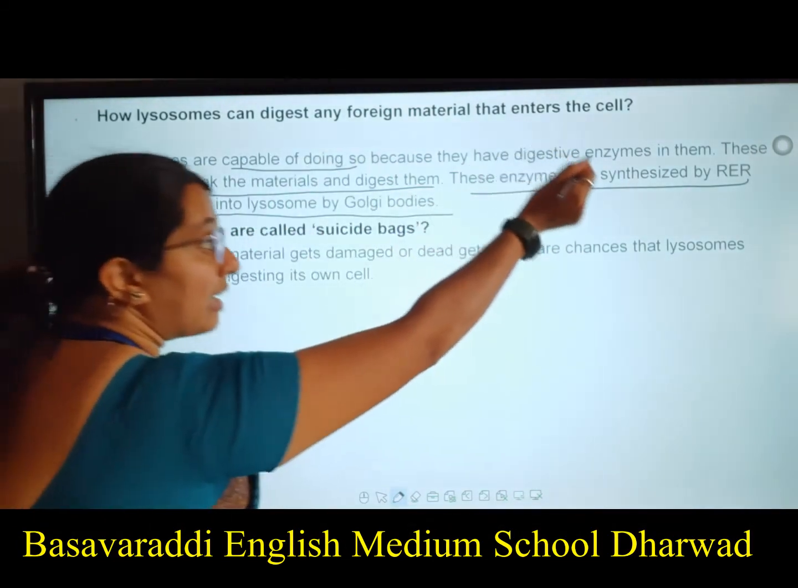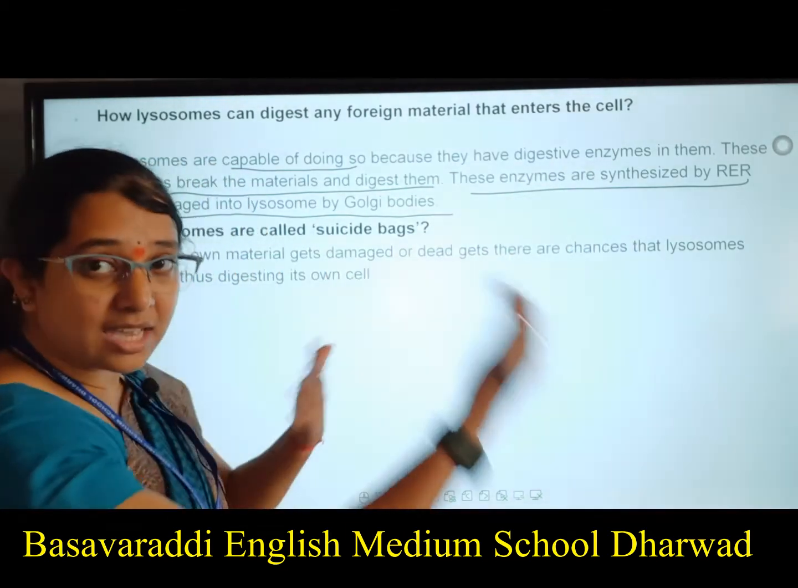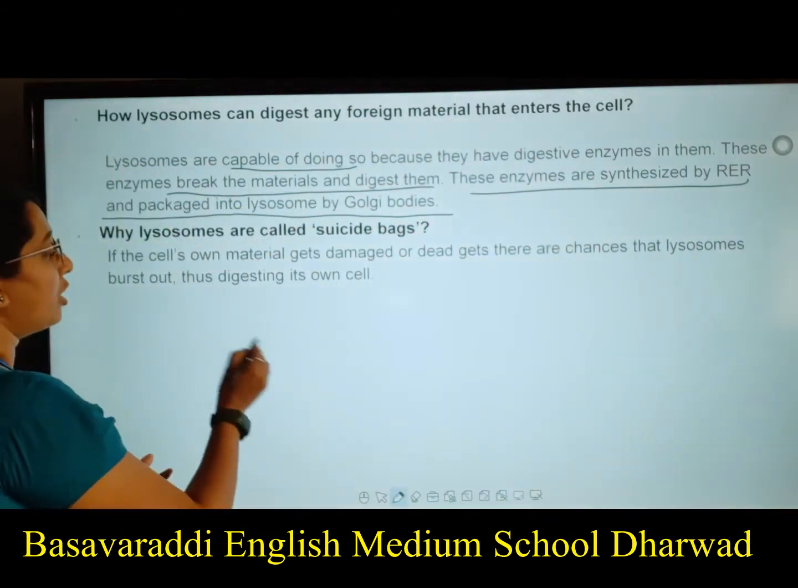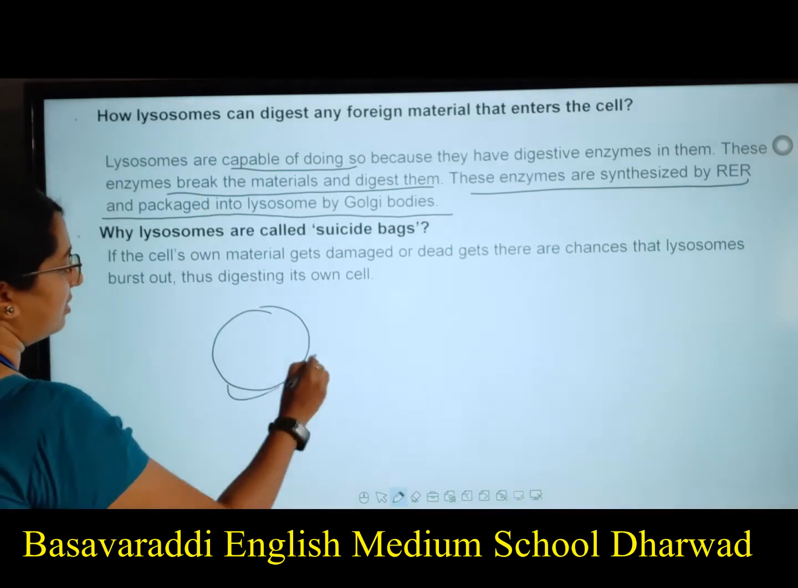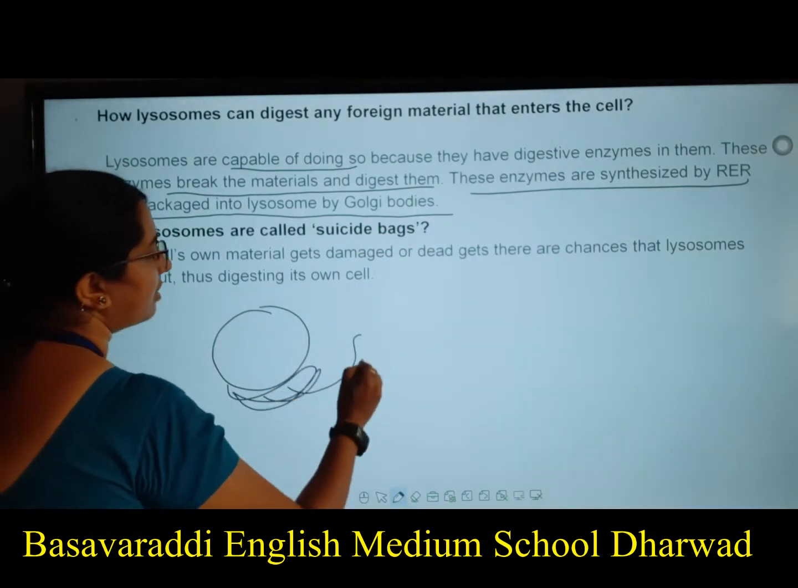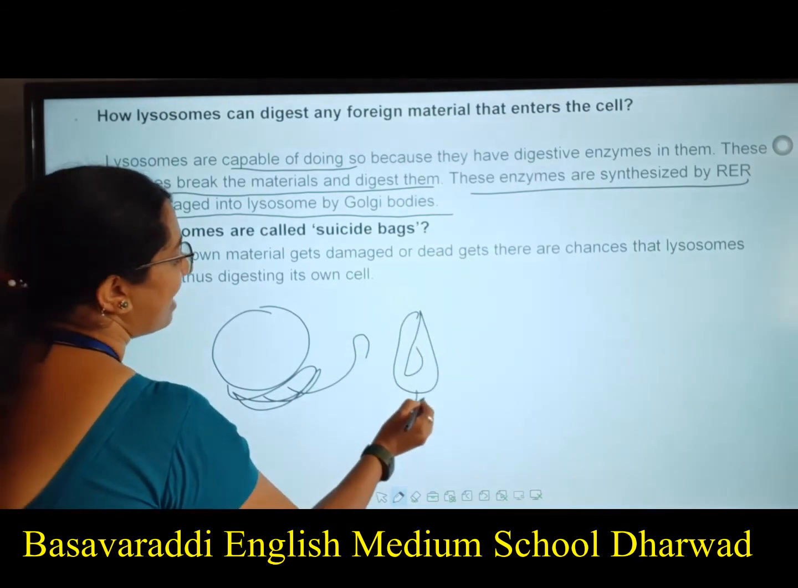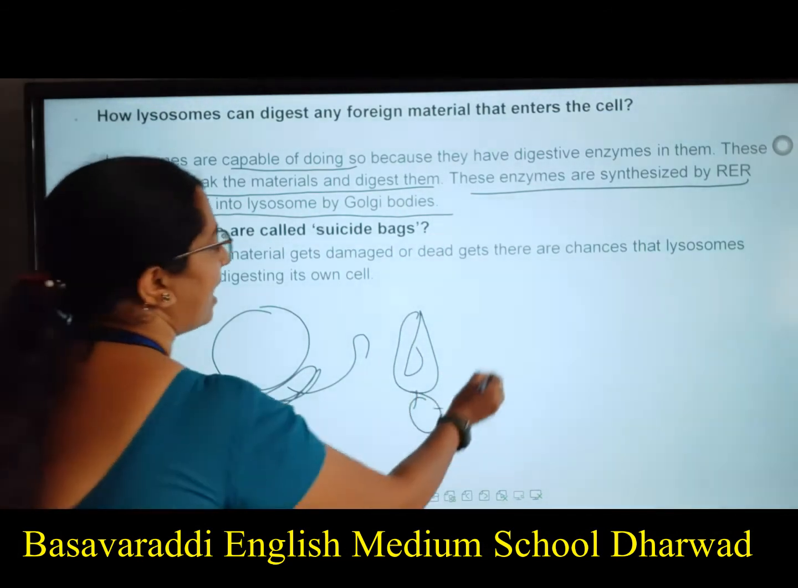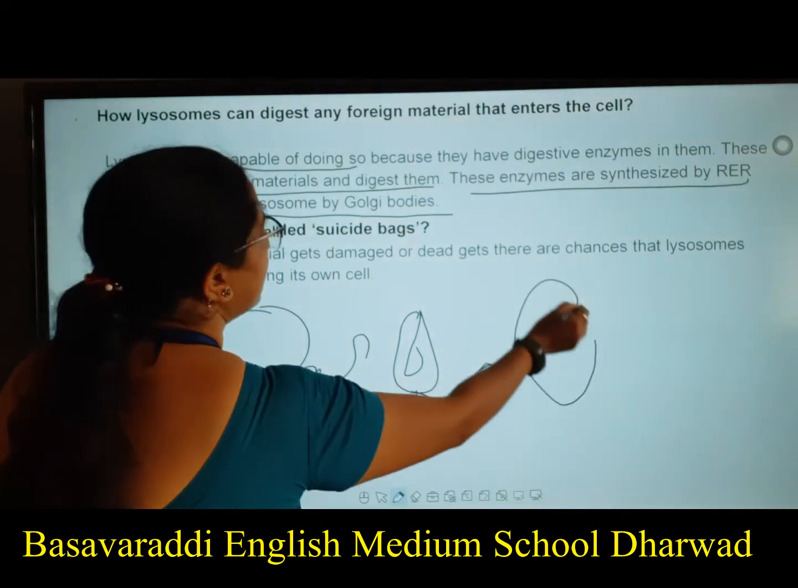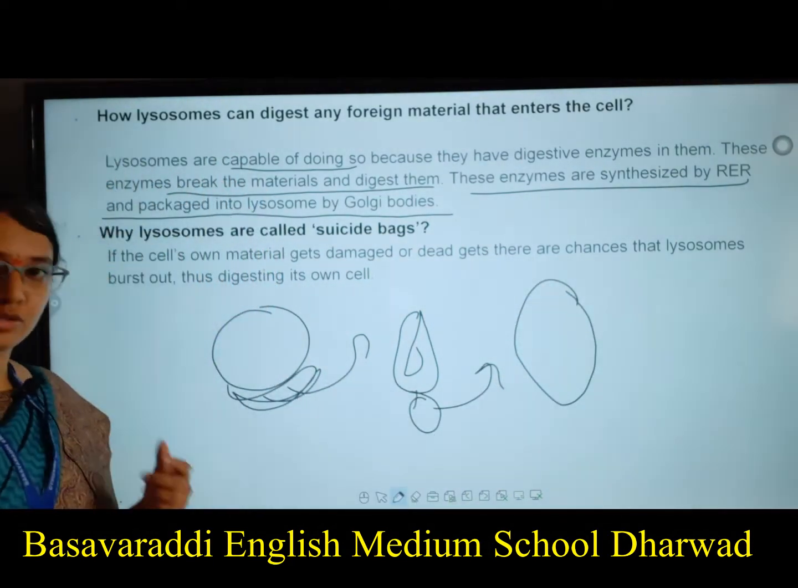So the rough endoplasmic reticulum synthesizes it, then it is transferred to your RER. They are again transferring it to your Golgi bodies. From there they are packed into vesicles, and then they form your single membrane lysosome.